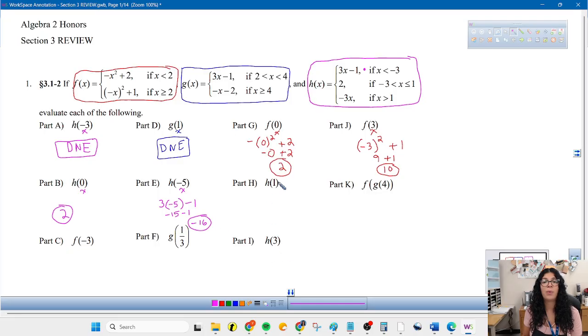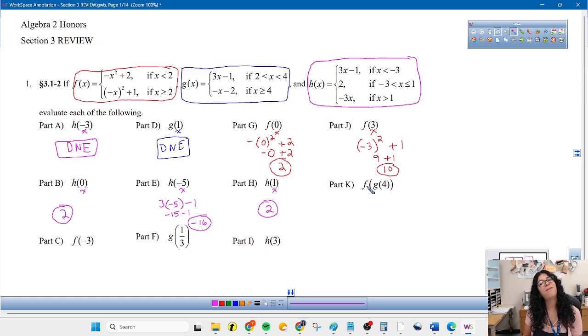Next, we have h of 1. So I'm plugging in x value 1. Is 1 less than negative 3? No. Is 1 in between negative 3 and 1? And notice we are including 1 because this x is less than or equal to 1. So that is true. So that would fall into this second equation. So I'm going to go ahead and plug in 1, but I mean there is no variable, so the y value is just 2.